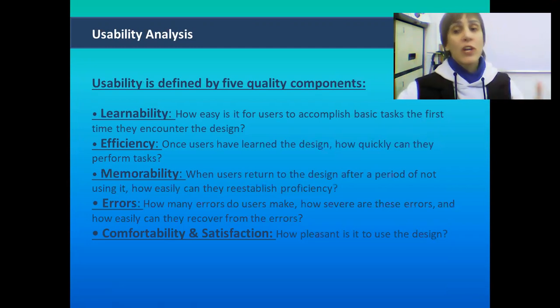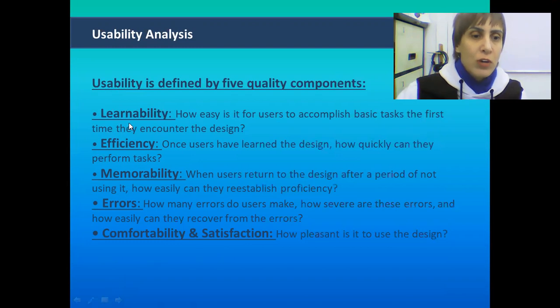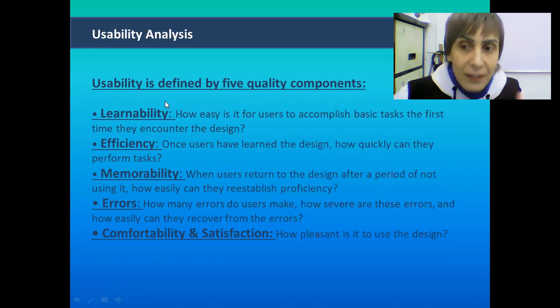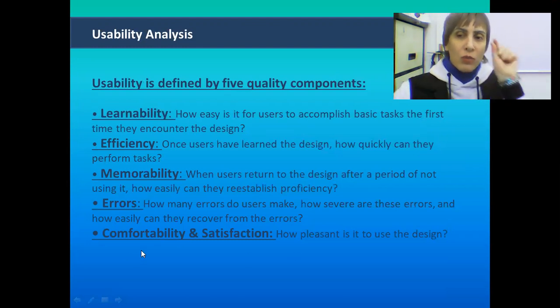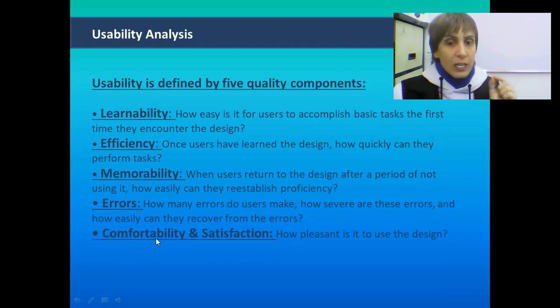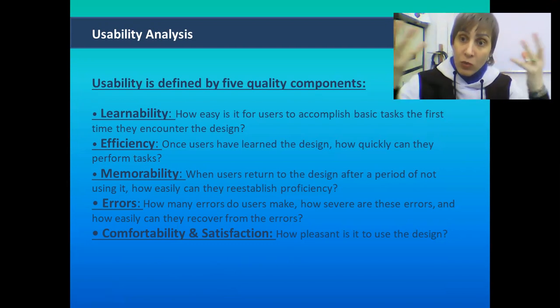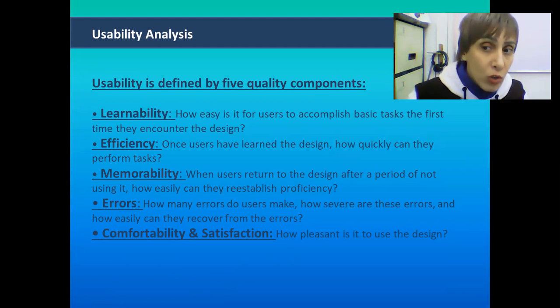So I will not judge how usable the product is straight away. I will divide it into 5 quality components. I will judge it the first time: how learnable is it? Then how efficient is it? Then how memorable is it? Then what about the errors? What about the comfort? So I will judge each one alone. Later, we will see how we can put marks for each one and then put the marks together to see the overall usability of this product.